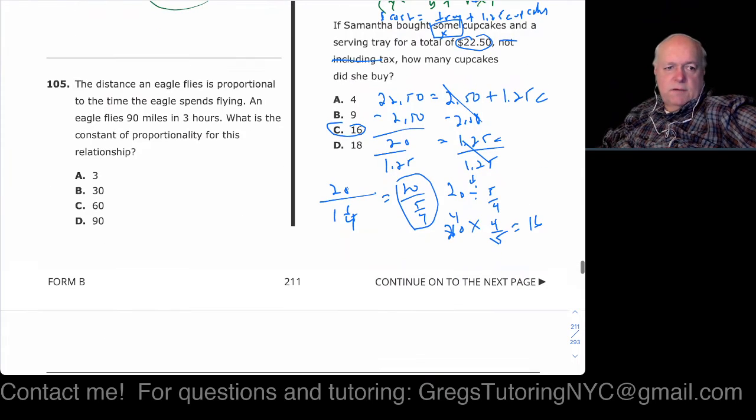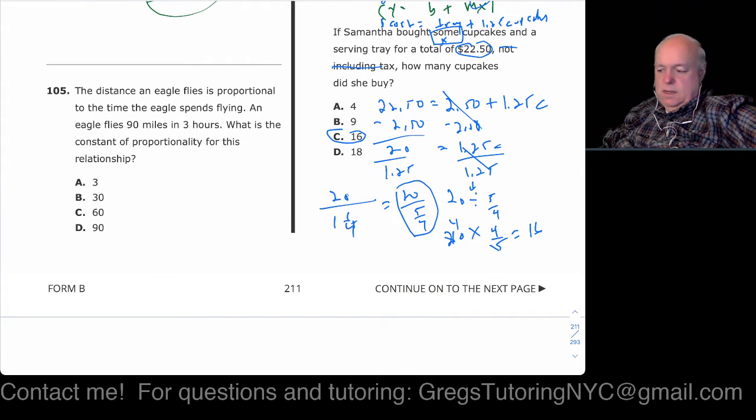Okay, so the distance an eagle flies is proportional, is in proportion to the time the eagle spends flying. That's basically what it's saying, because it's telling us the distance is proportional. So there's a constant of proportionality there.